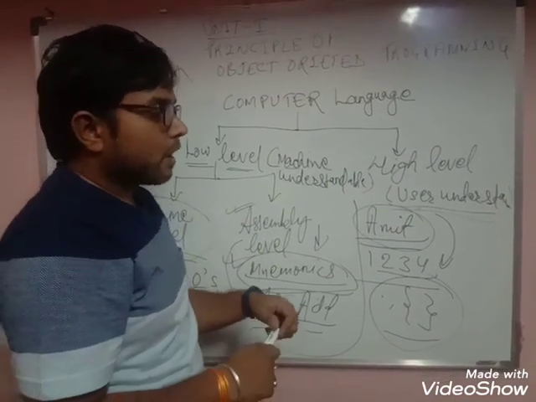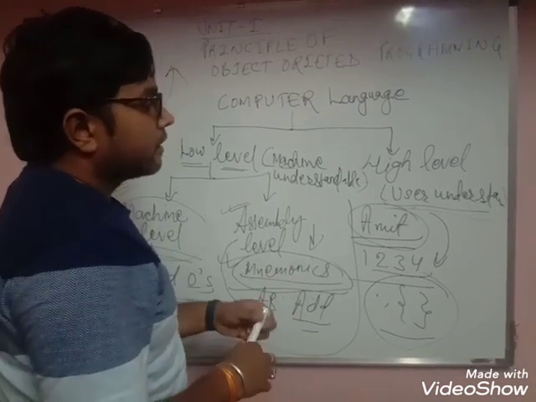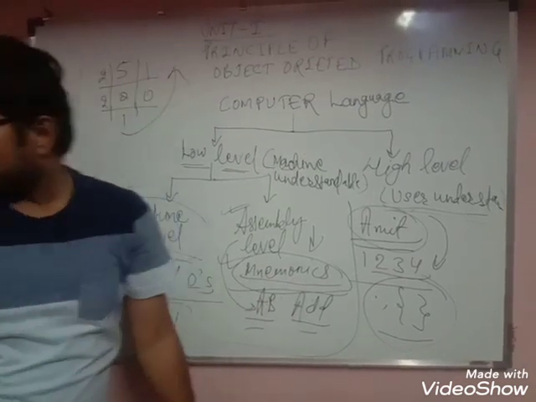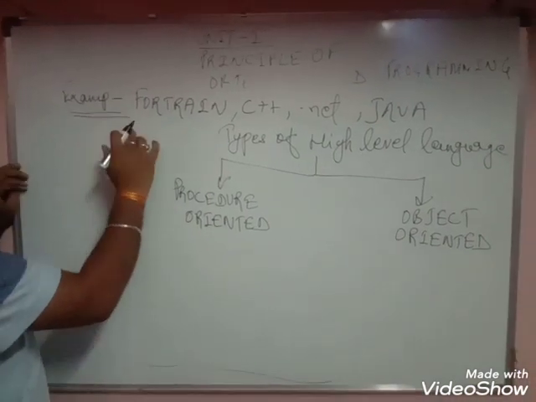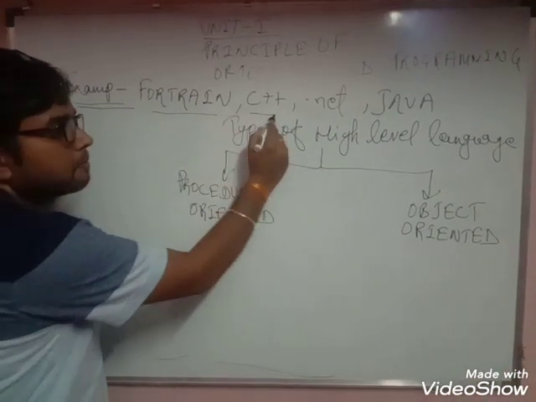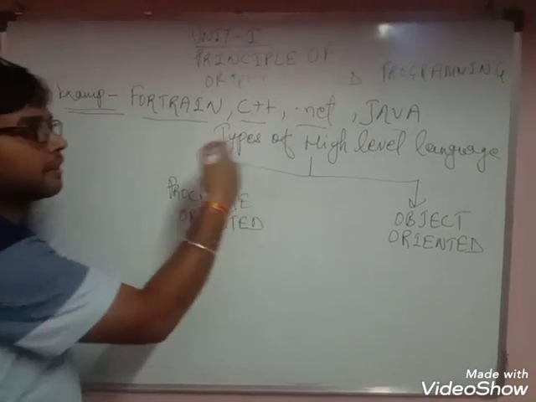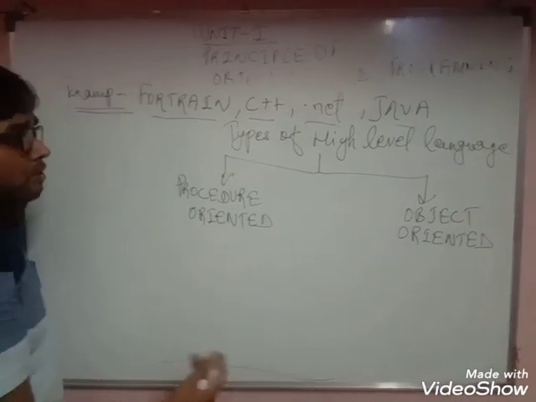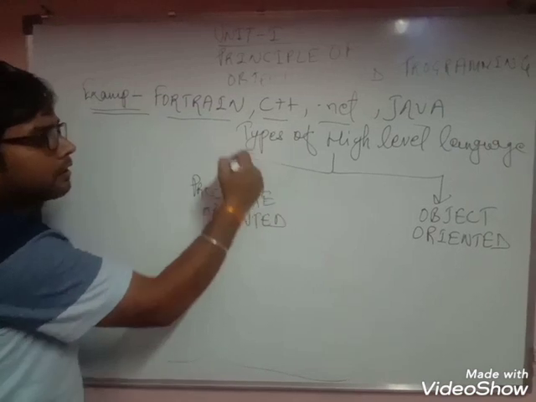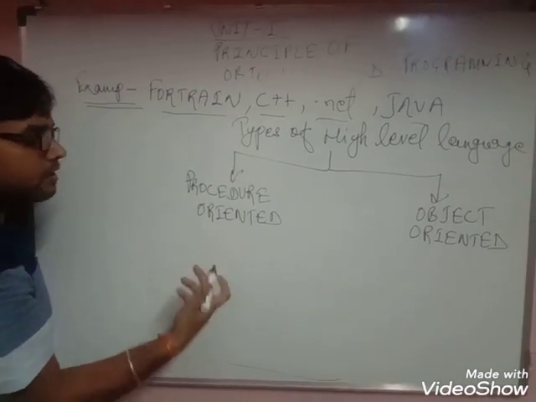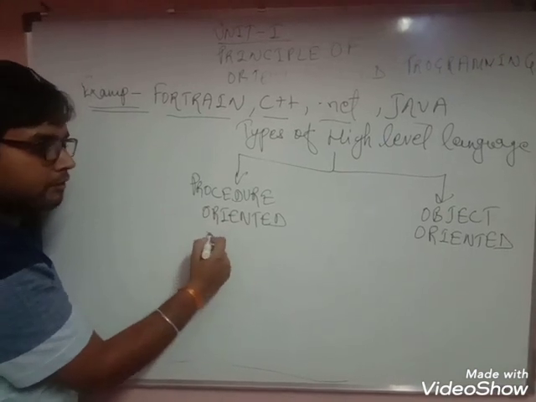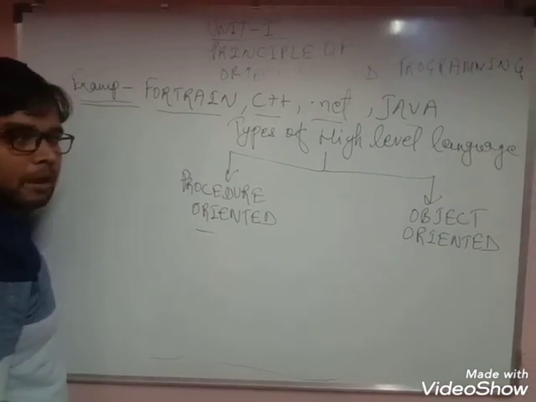When we come to high level language, there are different types of high level language also. Here are the examples of high level language: Fortran, C++, .NET, Java. So you have to learn the types of high level language. There are two types of language, that is procedure oriented programming language and object oriented programming language.